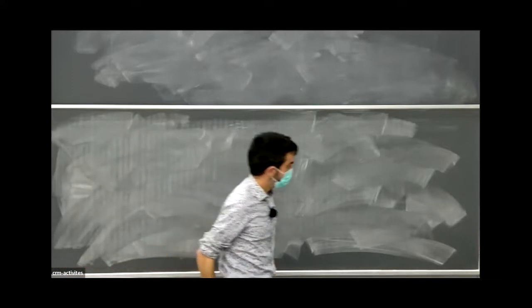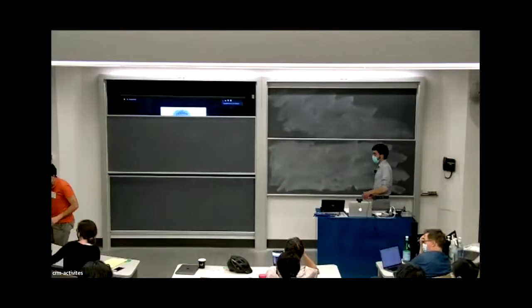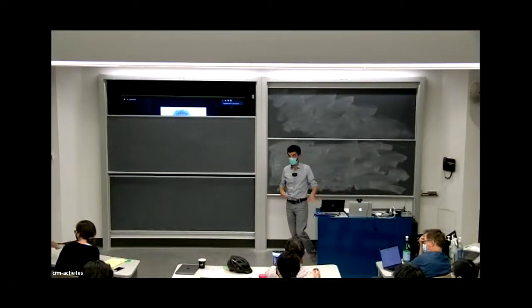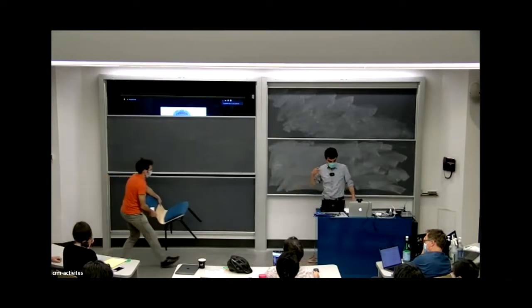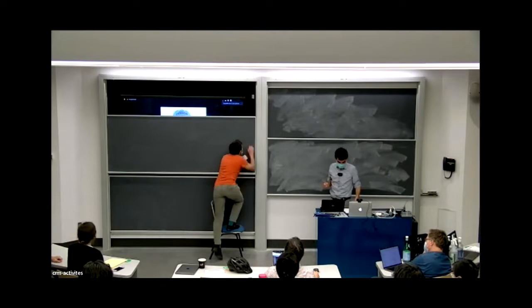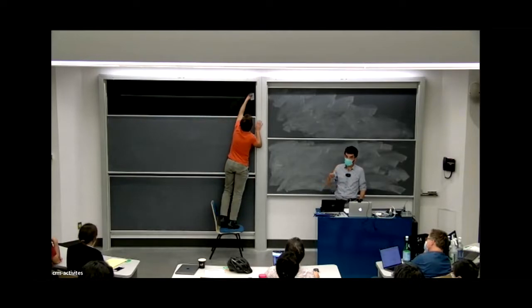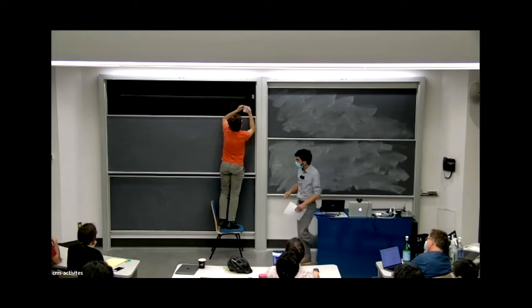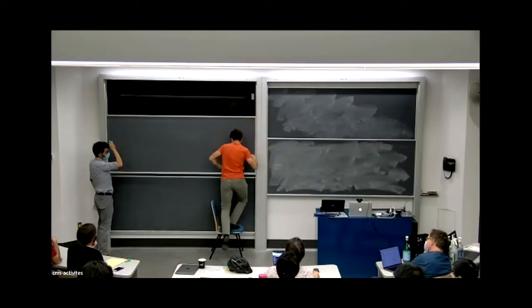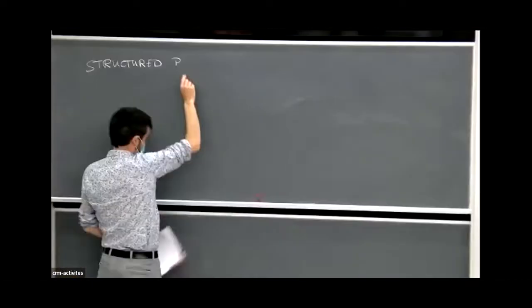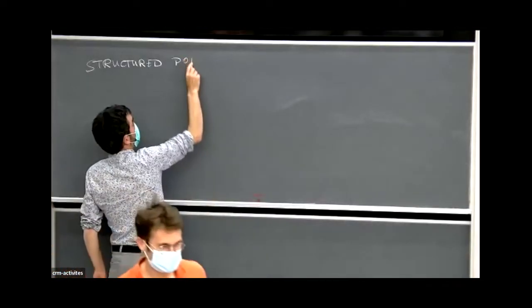I'd like to give you some insights about the type of models that can be built with this type of case studies in mind, and in particular the case where you replace the Brownian motion by a persistent motion. Okay. So the next couple of lectures are about structured population models.